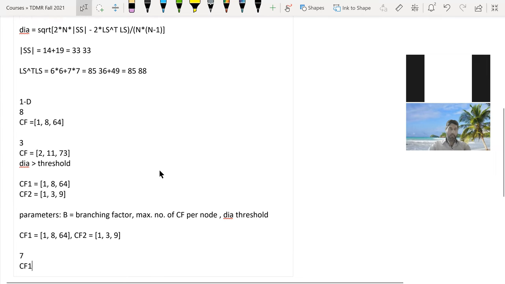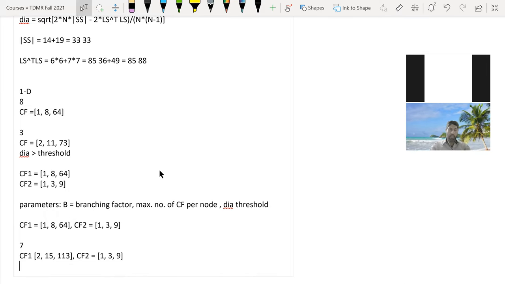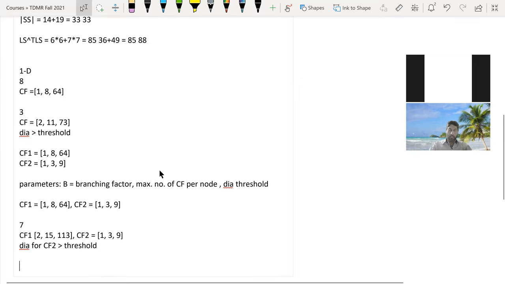So when we add 7 to CF1, this becomes 2. Then we have 7 plus 8 is 15. And 7 times 7 is 49, plus 64, which is 113. And of course, CF2 will remain the same, 1, 3, and 9. But since we have added a new object, we will check its diameter. For CF2 we check, and if it is less than the threshold, there is nothing that we would do. But if it is greater, then it means 7 cannot come into this CF either. A new CF will be created for it. Okay? So again, let's take that example. Let's say the diameter is greater than the threshold. Again, this is a hypothetical example. This means we will have to create CF3.